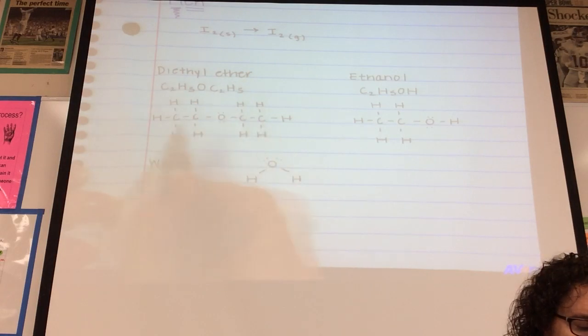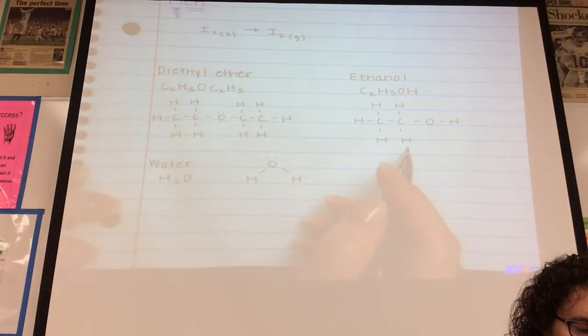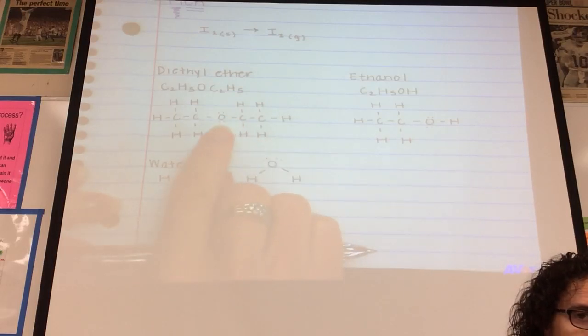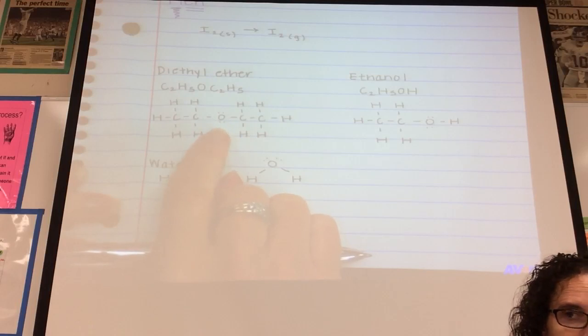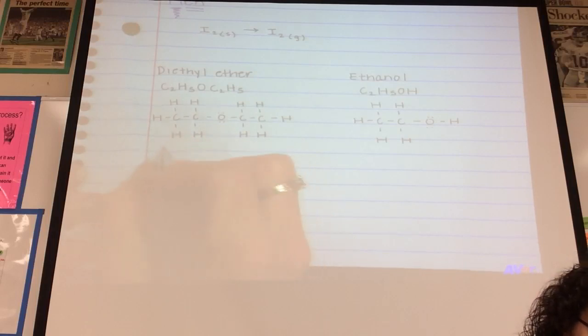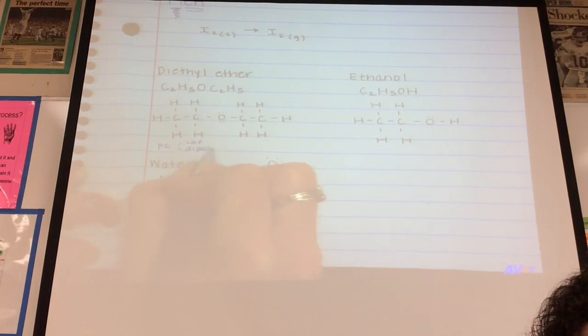Diethyl ether is what type of molecule? Definitely polar covalent. You've got a bent, you've got a bent, you've got a bent. Bent things are not symmetrical. Careful. Anytime you have bent, you're going to have a polar covalent molecule. So this is polar covalent, and therefore it would have LDFs and what? Dipole to dipole interactions.